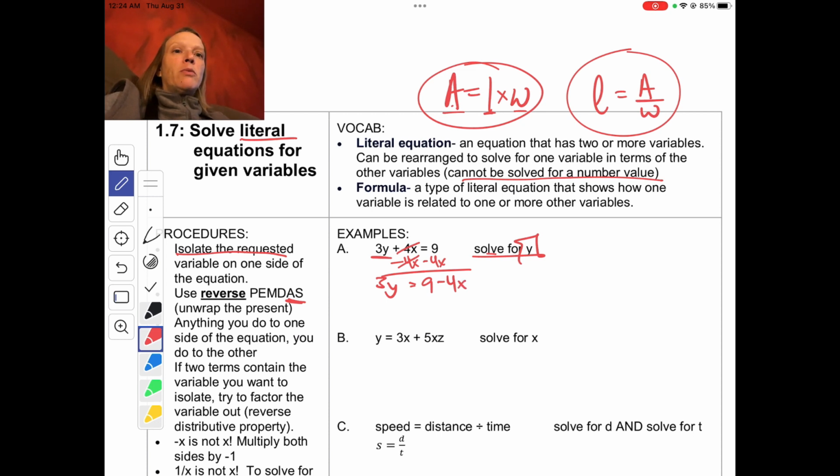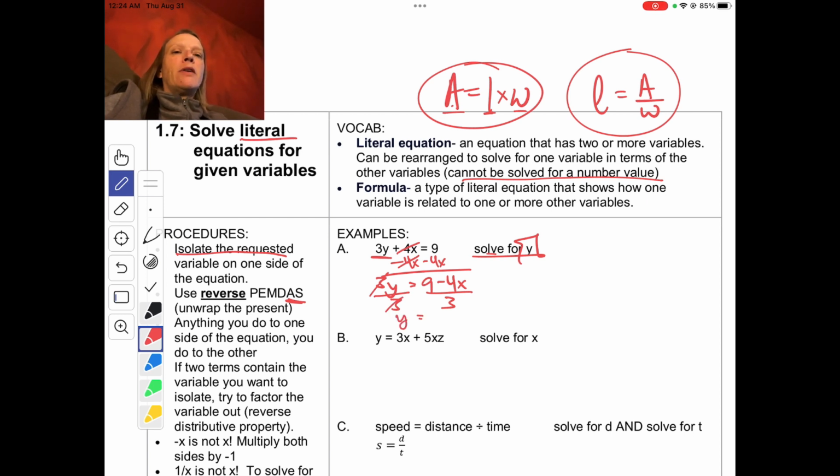It is incredibly important when you're doing this to remember that you can only combine like terms. Negative 4x has an x as its last name, so it cannot be combined with 9, which does not have x as its last name. Like terms have the same last name, and they have to have the same last name in order to be added or subtracted from one another. So I cannot combine the 9 and the negative 4x, so I keep them both there separately. But what I can do is I can divide both sides by 3. When I divide by 3, I get y by itself on this side of the equation.